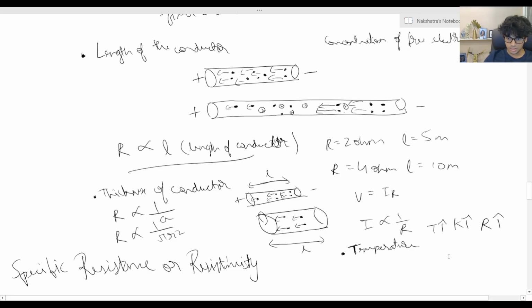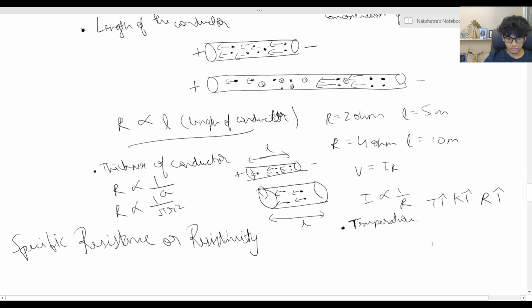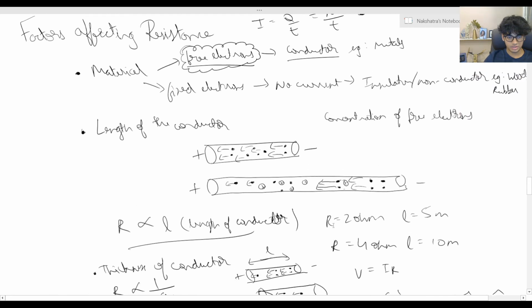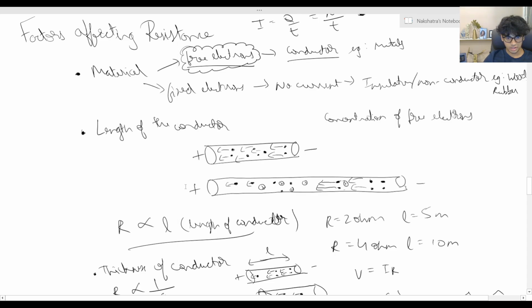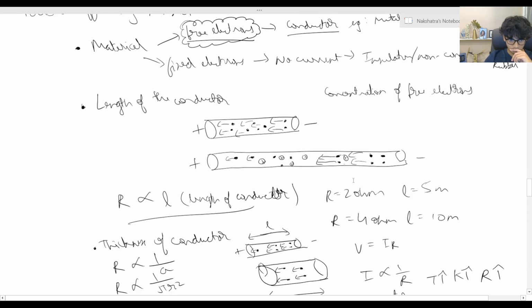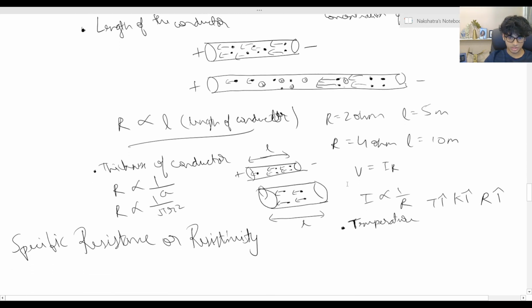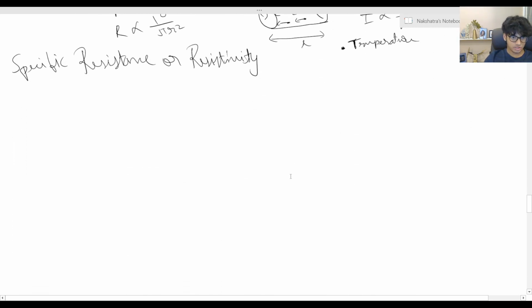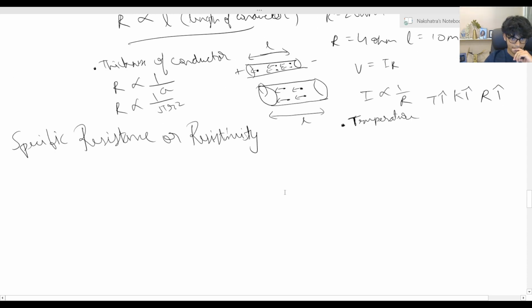So based on this, now they can ask you a lot of questions based on these, right, which I will discuss towards the end. I'll give you a couple of questions to solve. Okay, right now let's move on to specific resistance or resistivity, है ना.